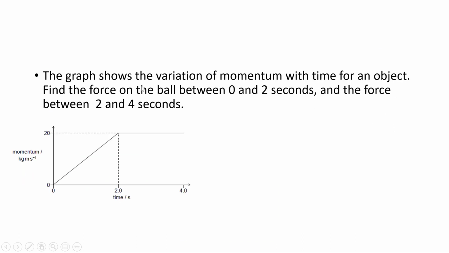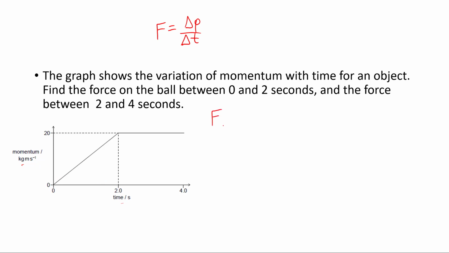So let's do an example. The graph shows the variation of momentum with time for an object. Find the force on the ball between 0 and 2 seconds, and the force between 2 and 4 seconds. So we're going to use what we know about Newton's second law. F equals delta P over delta T. So that's the rate of change of momentum. Since this is a momentum time graph, momentum is our vertical variable, time is horizontal. Force is just going to be the slope, our delta momentum over delta time.